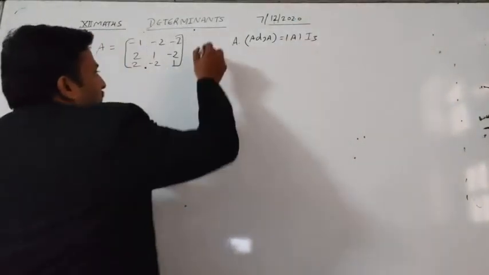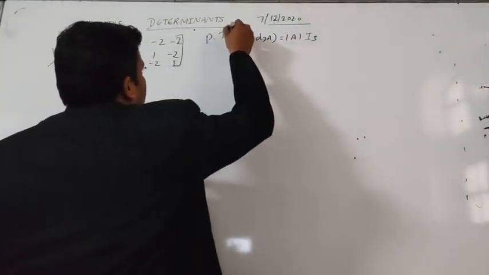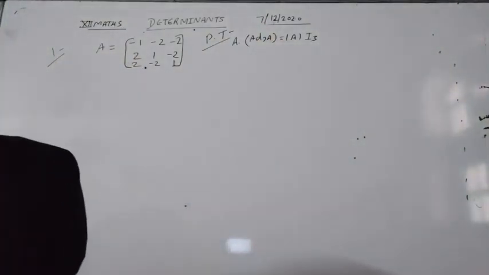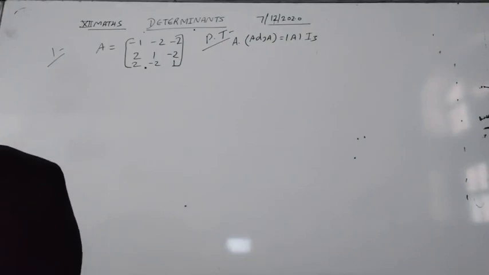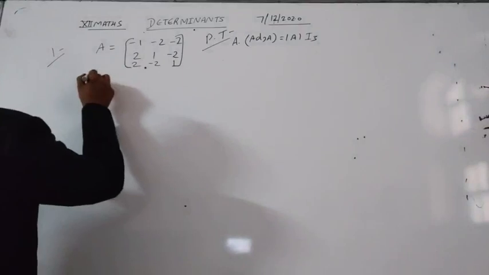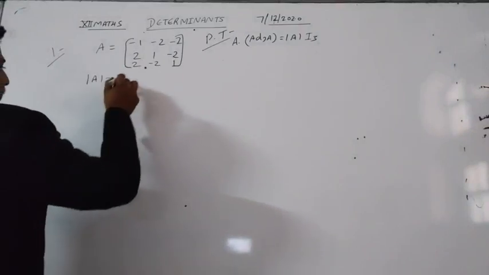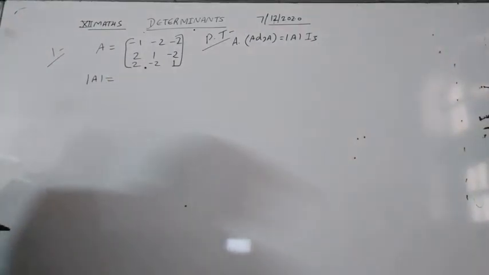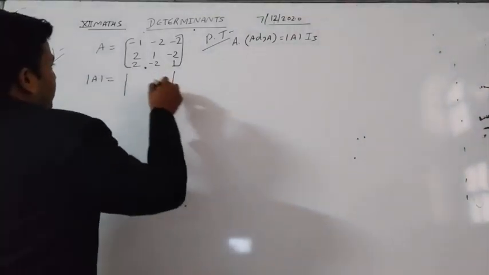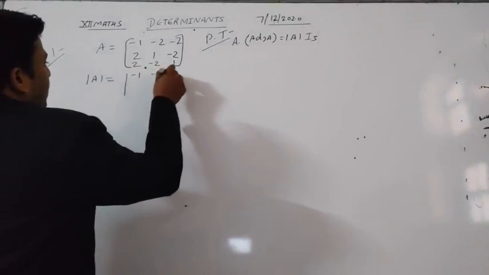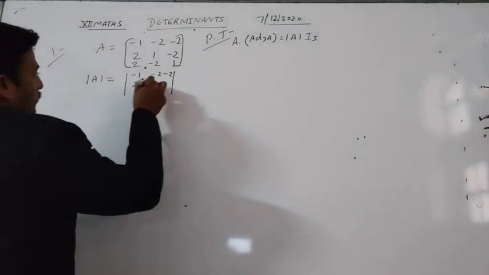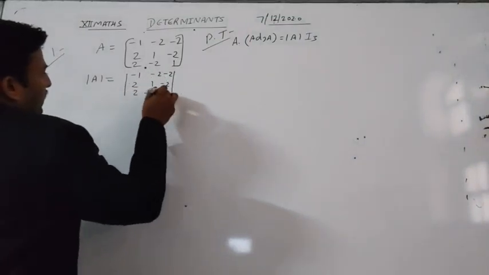Okay, students. So we have to prove that A times adjoint of A is equal to determinant of A into the identity matrix of 3 cross 3 order. First, we will find our determinant of A. For finding determinant of A, we can write this in the form of the determinant -1, -2, -2; 2, 1, -2; 2, -2, 1.